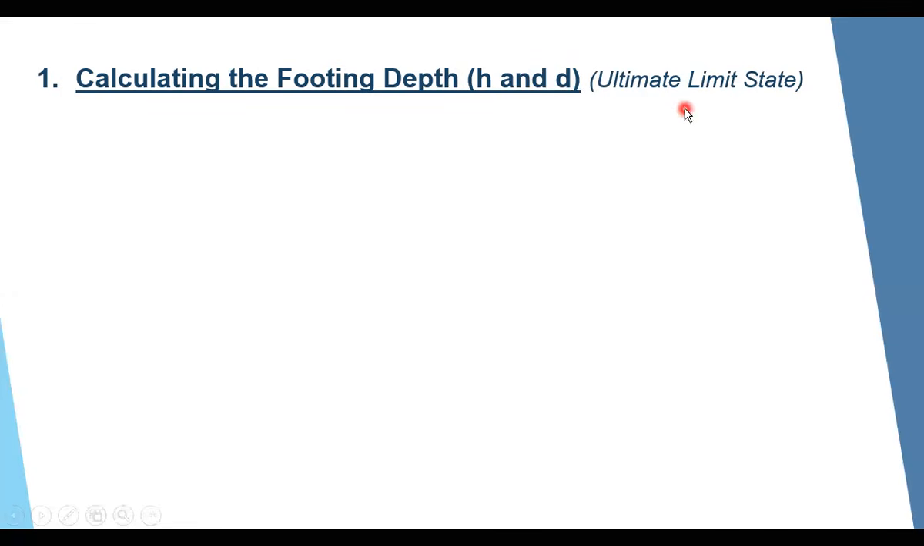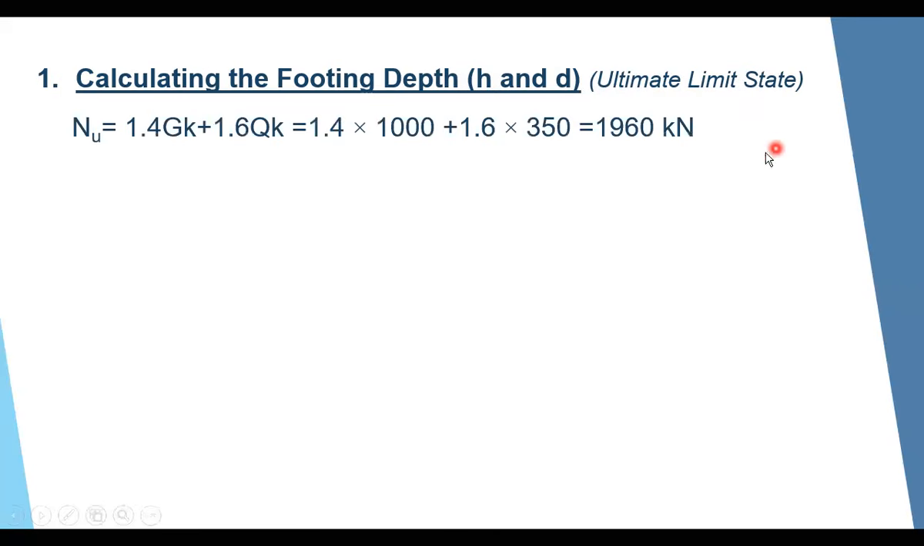Calculating the H, we have to do this using the ultimate limit state. So the load that we are going to use to calculate the H here will be the ultimate load, not the service load. So to do that, we have to get the N ultimate. According to the British standards, the N ultimate equals 1.4 dead load plus 1.6 live load. So it will be 1960 kilonewton. If you are using any other code, the only factors here will be changed, but we will continue the same solution. So this is the ultimate load, 1960 kilonewton.